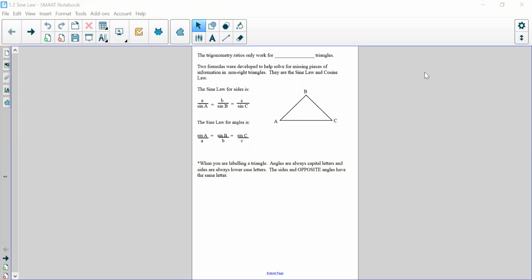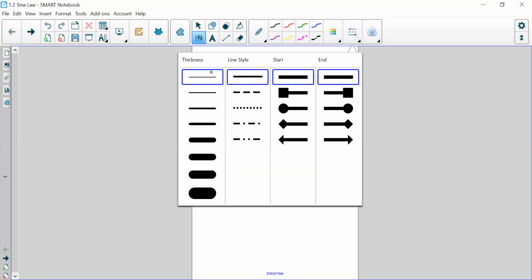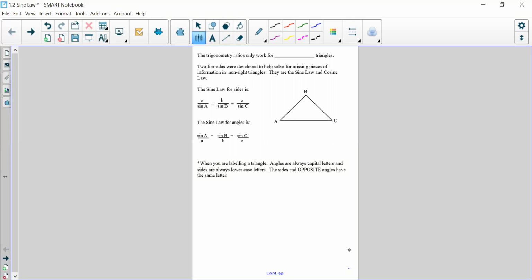Today, we're going to be investigating what we do if it's not a right triangle that we're working with. So far, with trigonometry, we've only been dealing with right triangles, and you have to be able to identify the opposite, the adjacent, and the hypotenuse. So today, you can see with this triangle in our lesson, there's no 90-degree angle. There's no need to identify opposite, adjacent, and hypotenuse.